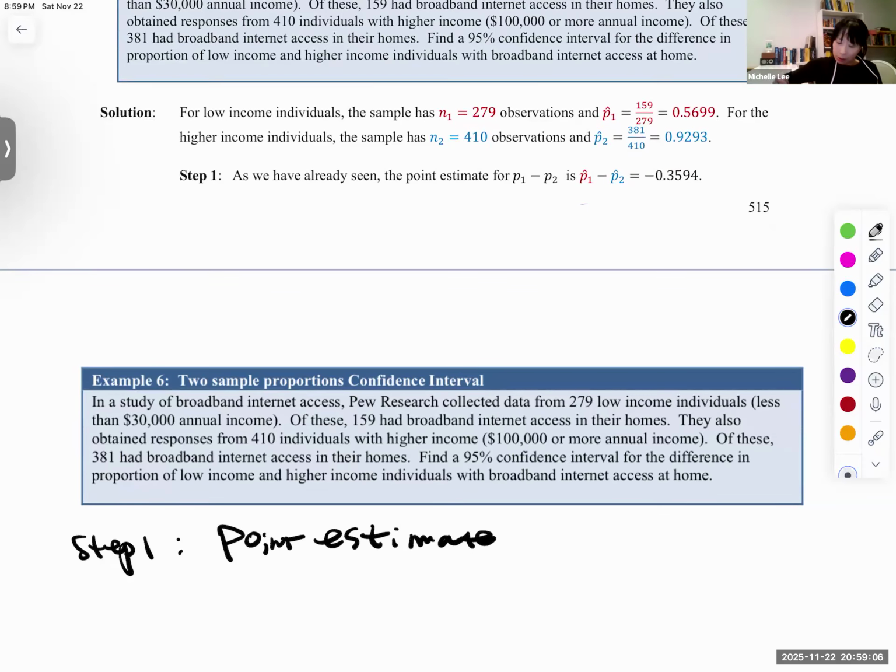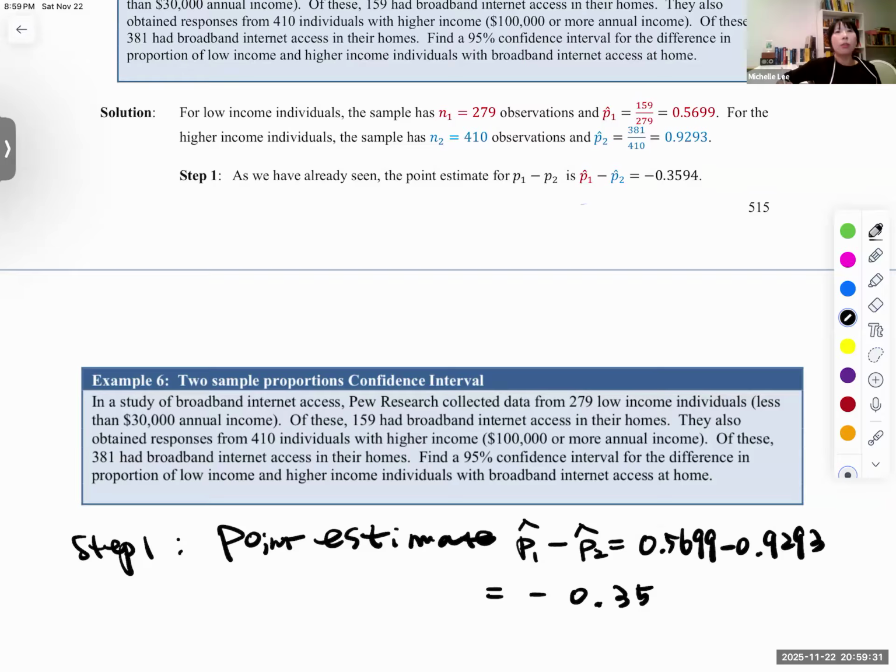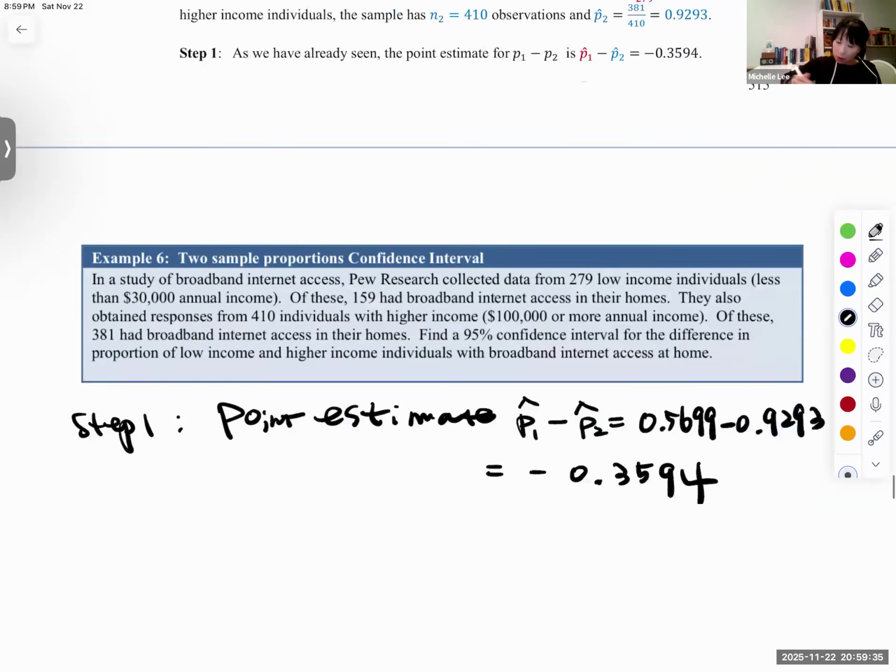The point estimate: we have p̂1 minus p̂2. So we have p̂1, which is 0.5699, minus 0.9293. So it's a negative 0.3594. Yeah, so we talked about this earlier.